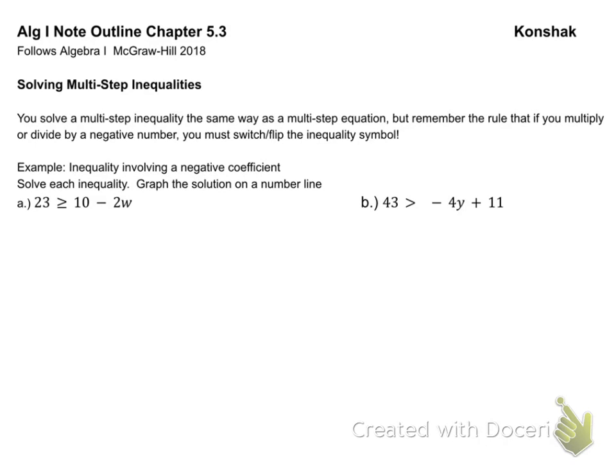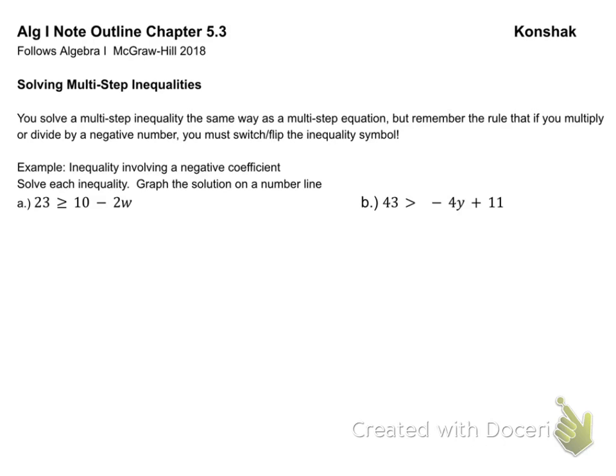Algebra 1, 5.3. We're going to put the combination of both of the last two lessons together, and we are going to solve multi-step inequalities. So yes, you're going to have to add, subtract first, generally, and then multiply or divide. So it's just like multi-step equations. You multiply or divide by a negative, make sure you flip your inequality symbol. So we're kind of putting all of it together.